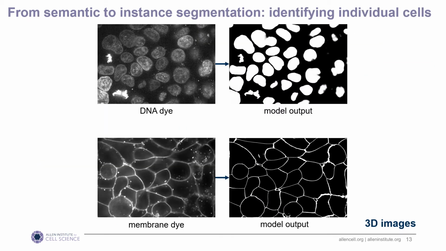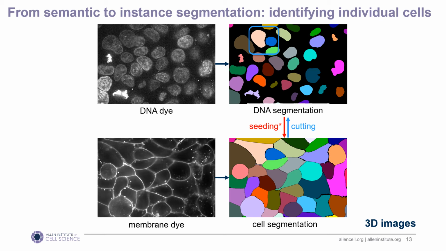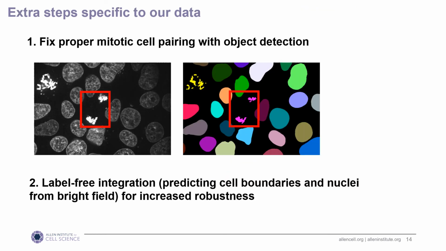Okay, with the DNA segmentation model and the membrane segmentation model, we use the membrane model output to cut the DNA model output and then feed the result back as seed to get the cell segmentation. There are some extra steps, mostly specific to our data and our analysis goals. The first one is we would like to consider the 2 parts in late mitosis as one single instance or one single object. So we use an object detection model to fix the pair in instance identity.